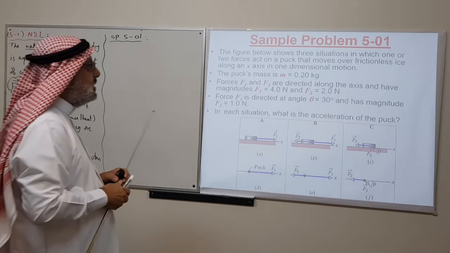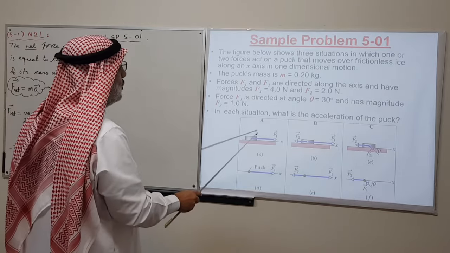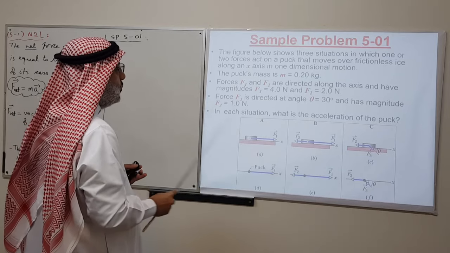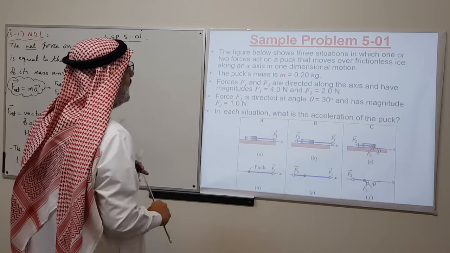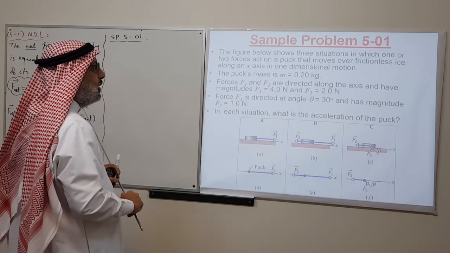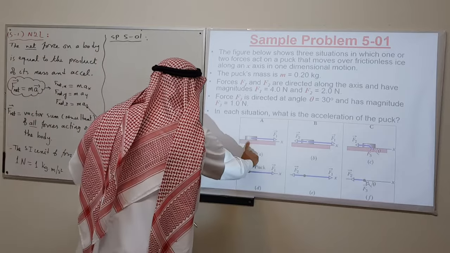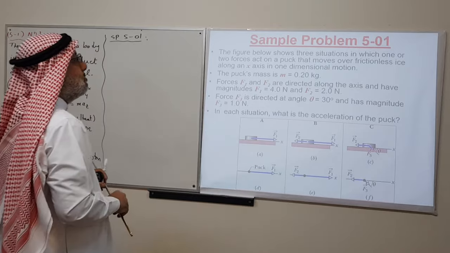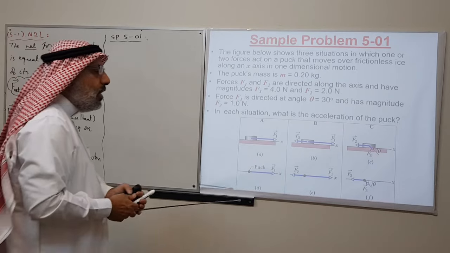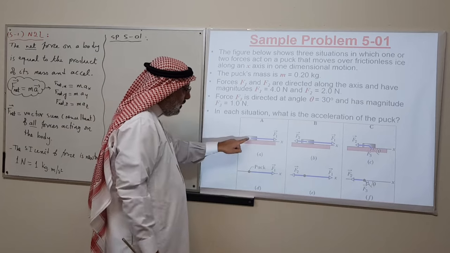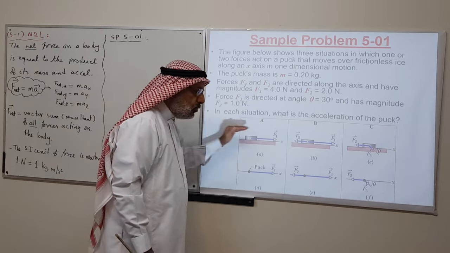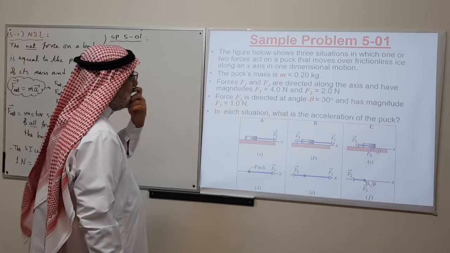The example says, the figure below shows three situations in which one or two forces act on a puck. So here is our object that moves over frictionless ice. So here we have a frictionless surface along an x-axis in one-dimensional motion. However the forces are applied, the puck moves along the x-axis. It doesn't jump up or down. It's moving only horizontally along the x-axis.